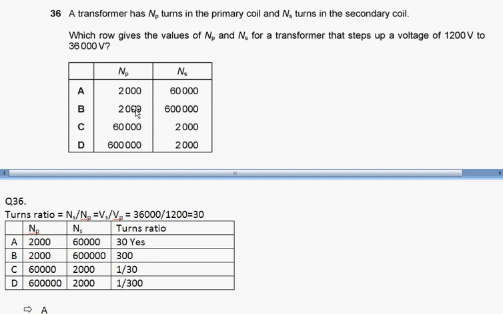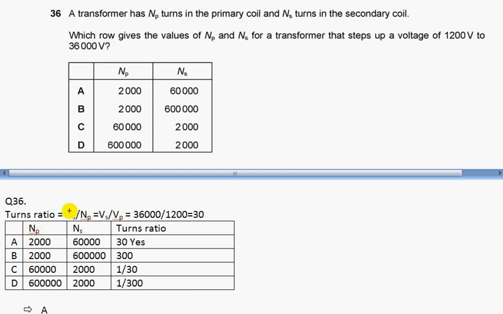Question 36. A transformer has NP turns in the primary coil and NS turns in the secondary coil. Which row gives the values of NP and NS in a transformer that steps up a voltage of 1200 volts to 30,000 volts? So I copied this table here. A very useful term is turns ratio.